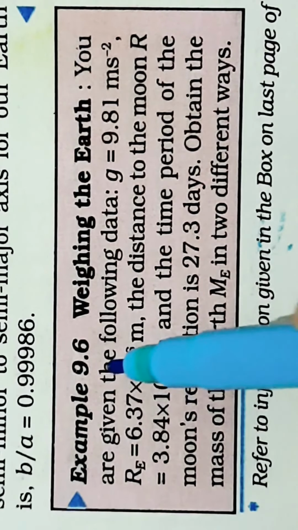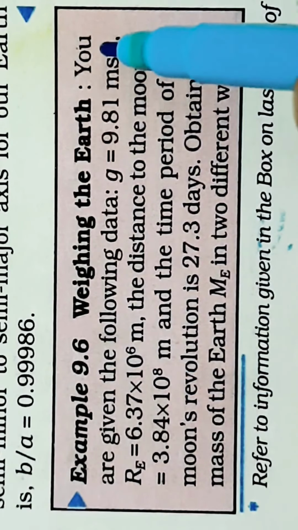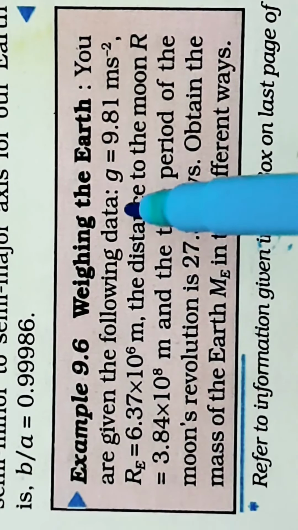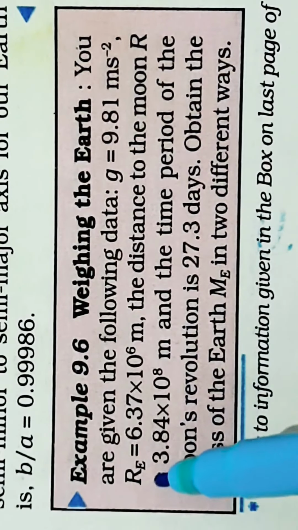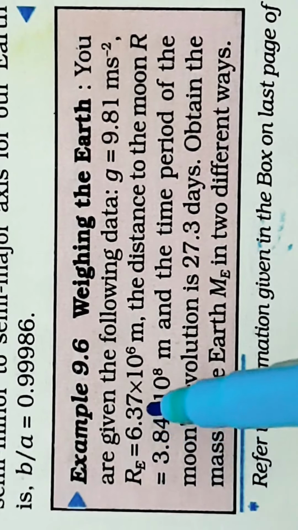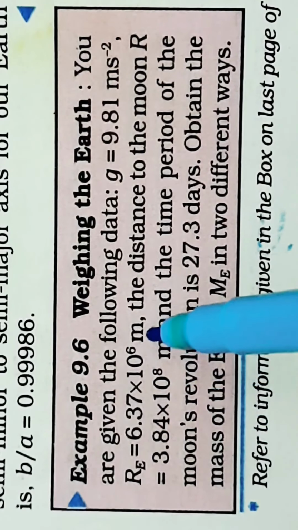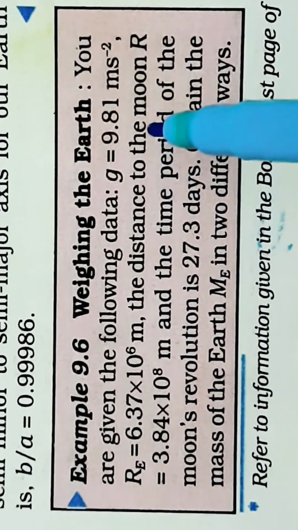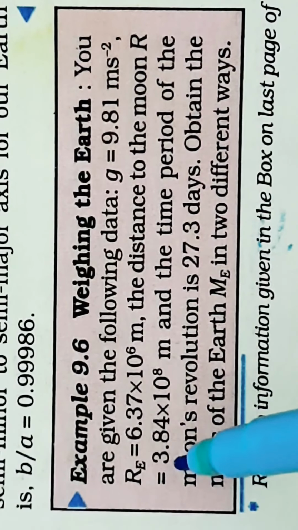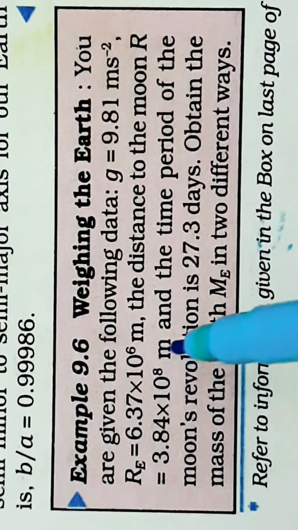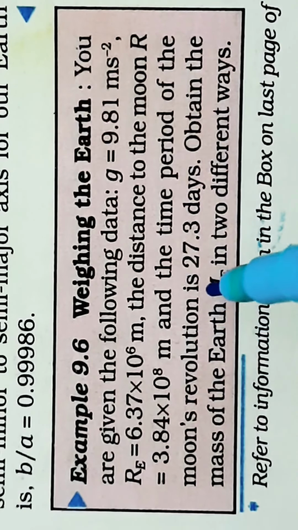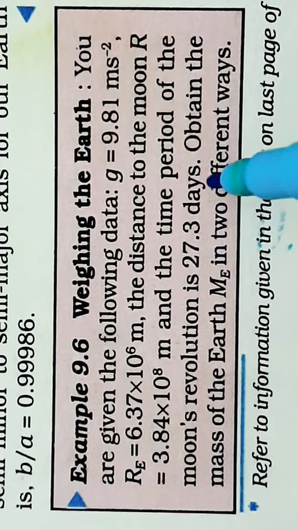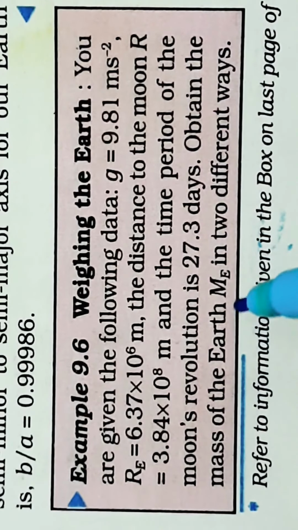See example problem 9.6. You are given the following data. g is equal to 9.81 meter per second square. RE is 6.37 into 10 to the power of 6 meter. The distance to the moon R is equal to 3.84 into 10 to the power of 8 meter, and the time period of the moon's revolution is 27.3 days. Obtain the mass of the earth ME in two different ways.